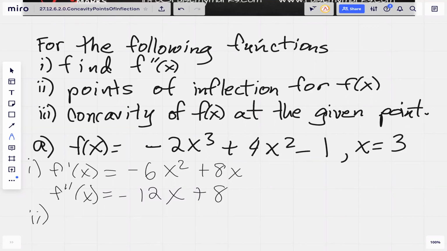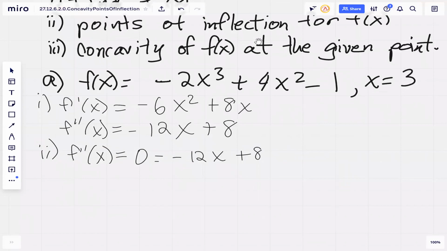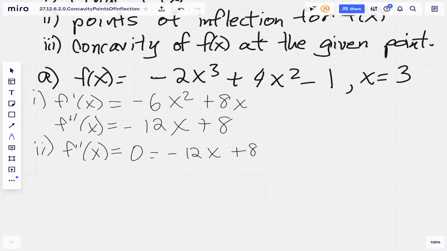Points of inflection usually occur when the second derivative equals 0. So let's solve for the values of x that give us our second derivative equaling 0. 0 equals negative 12x plus 8. We're going to solve for x. x equals 8 over 12 or 2 over 3. That's a point of inflection.